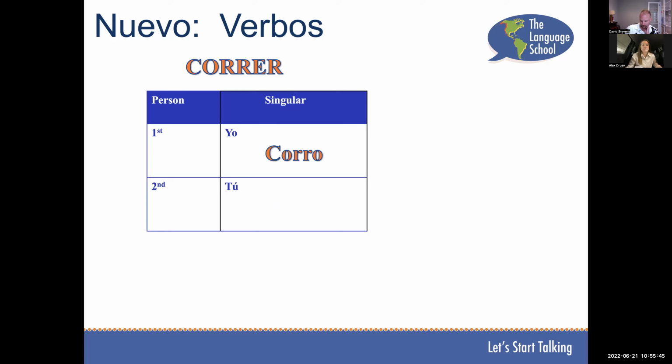For some reason, just so you know, almost everybody tends to want to say correo. And there is a word, correo, so perhaps that's why people are kind of making that subconscious connection. Correo means mail, like the post office or mail, right? But to say I run, it's corro. So again, the same rule applies. We take away the ER, we add back O. Corro. There we go. Corres.